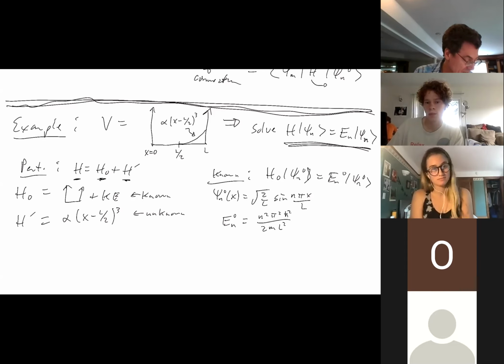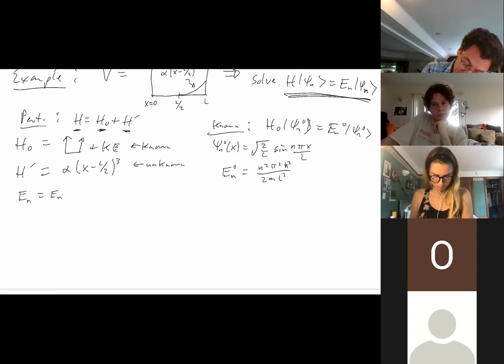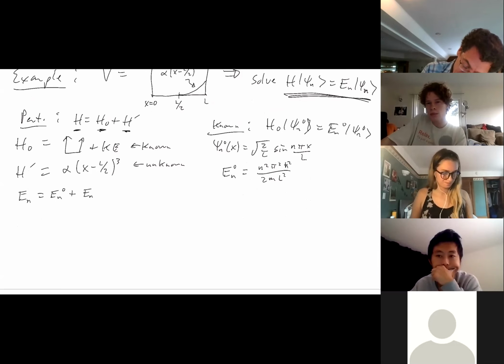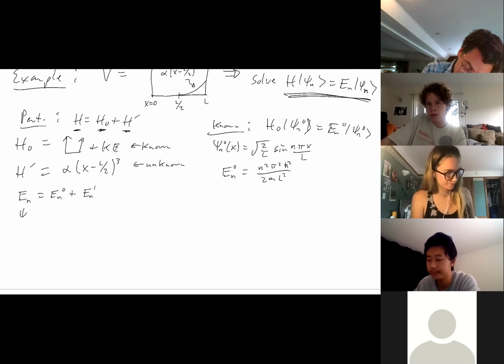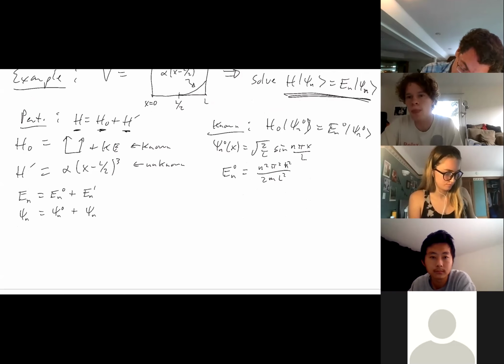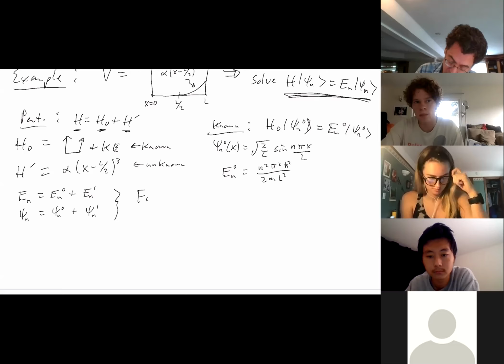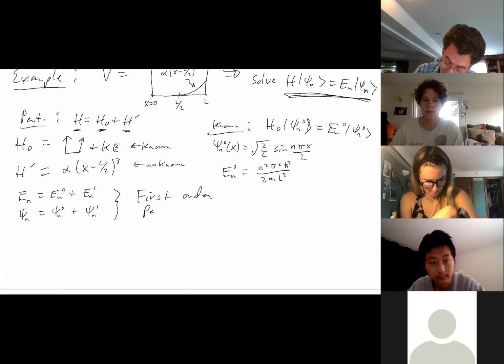Okay, so now that we know that, let's use perturbation theory, and we'll say that the eigenenergies E n is equal to the old eigenenergies plus the first order correction, and we'll say that the new eigenstates psi n is equal to the old eigenstates psi n naught plus the first order correction. So this is first order perturbation theory. We're using first order perturbation theory.